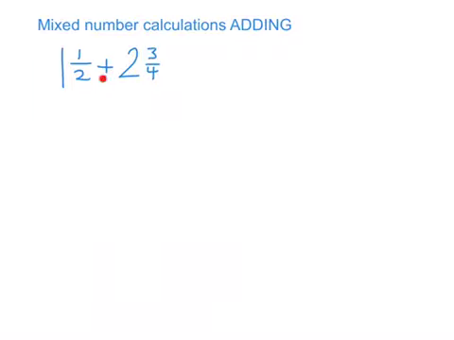Now, because it's adding, I can consider the whole numbers and the fraction parts separately to each other, independently. So I'm going to think, well, I know that 1 plus 2 makes 3. So just thinking of the whole number parts, that's going to be 3. And then I've still got to add on that half. So that's going to be there. And I've still got to add on that 3/4. So that's going to look like that.